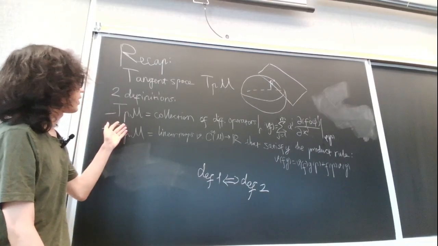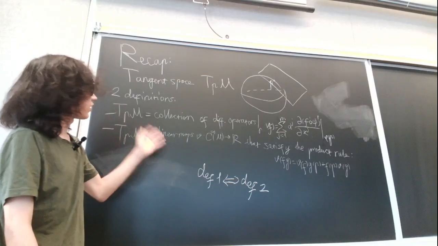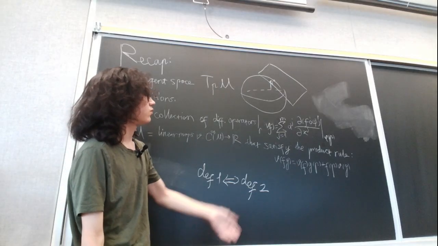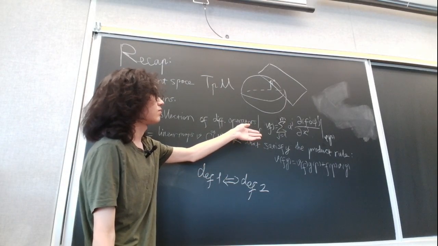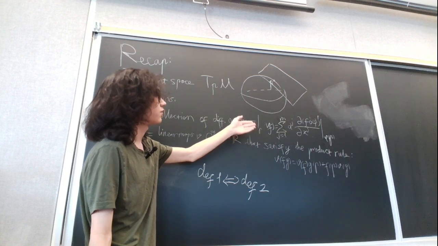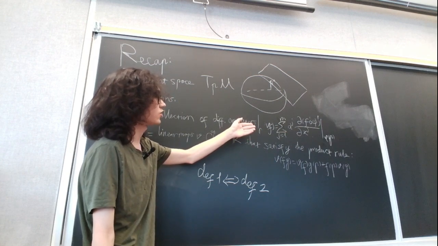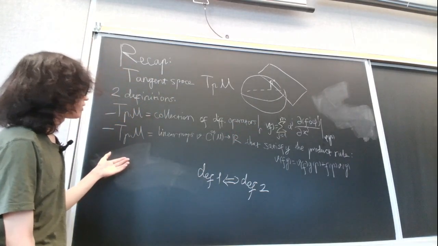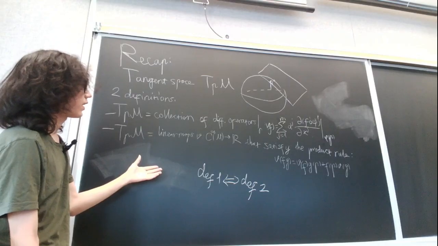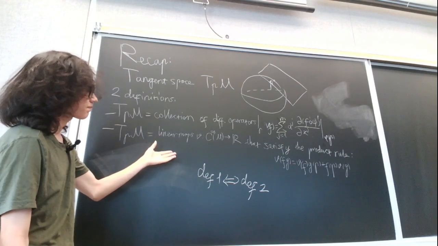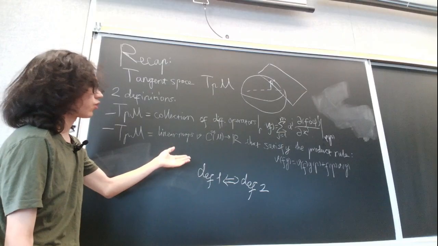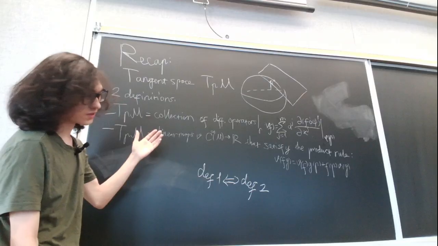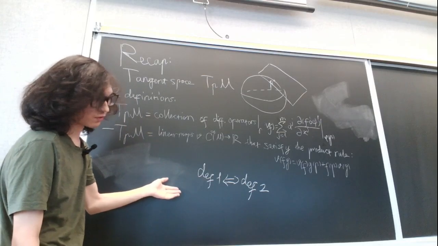First of all, we defined them as collections of differential operators evaluated at p. So v of f is equal to a sum of some coefficients times the partial derivative of f of phi inverse with respect to x_j, evaluated at phi of p. And then the second definition we gave is that they are linear maps from the space of smooth functions on M to R that satisfy the product rule written there. And we proved that the first definition is equivalent to the second definition.